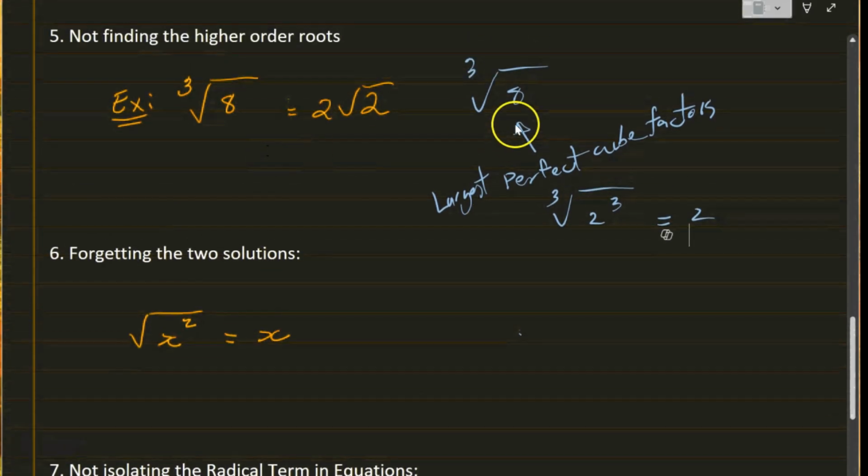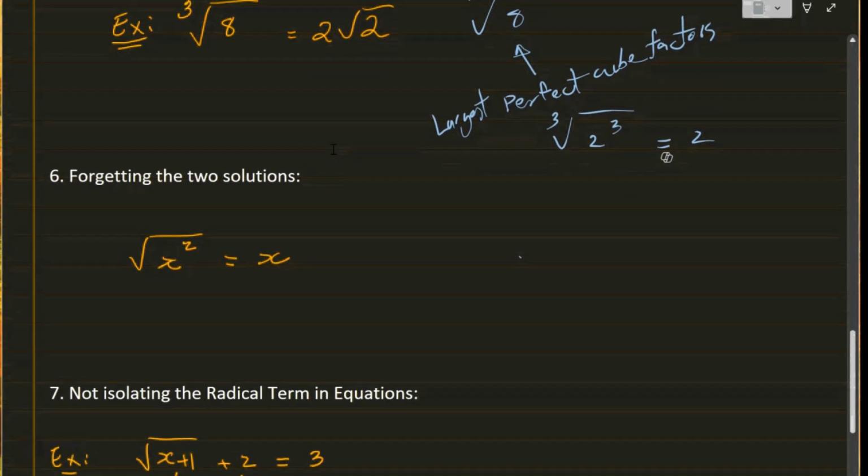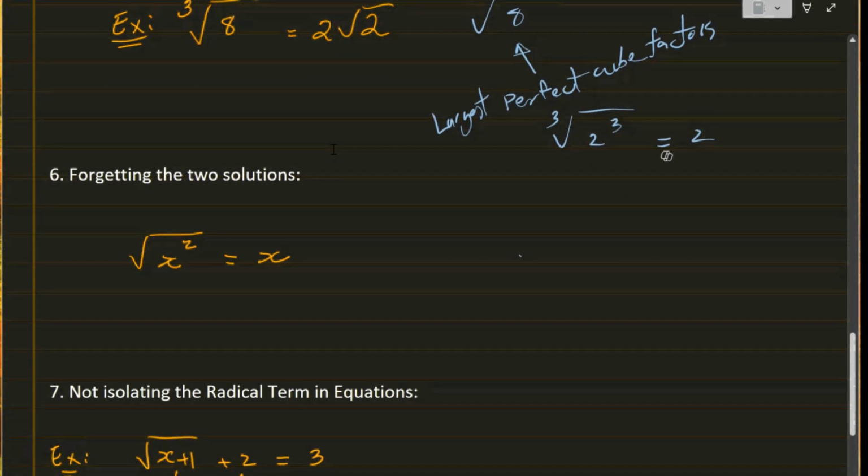Okay, so that's it. Be careful with that. Not finding the higher order roots, that's another common trap. All right, the next one is the equation base, forgetting the 2 solutions.